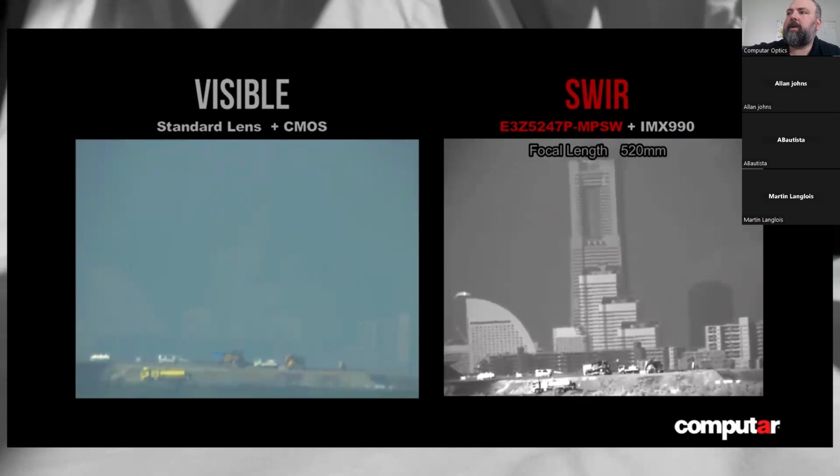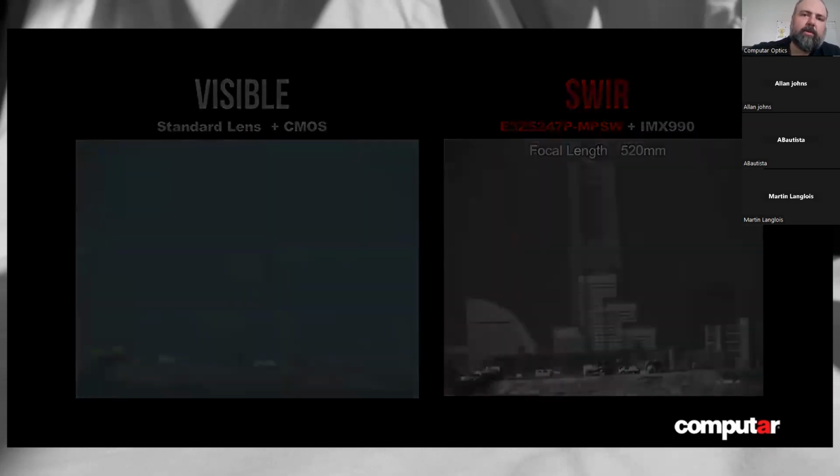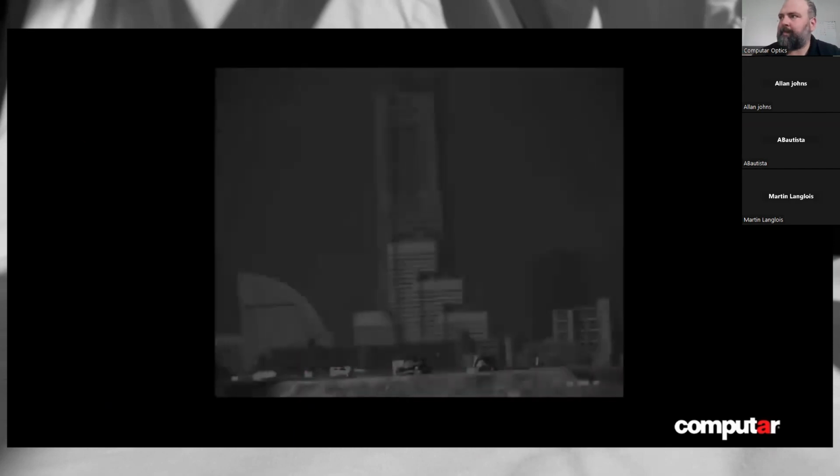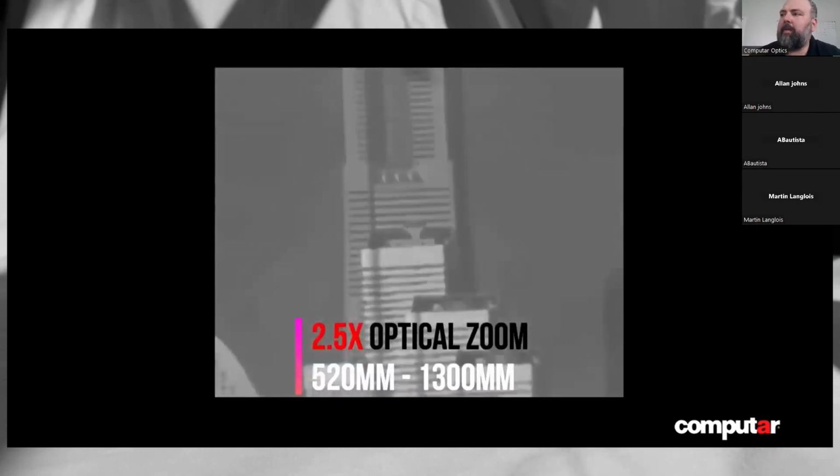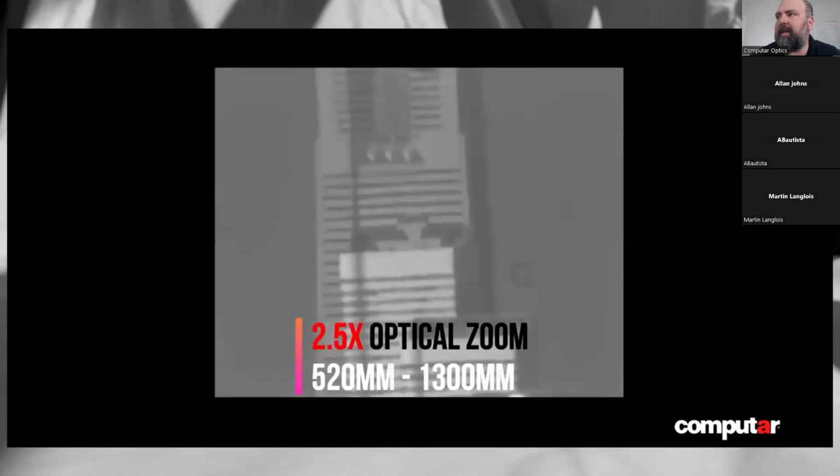between visible and SWIR. In visible, I've got a lot of haze, either pollution, water, whatever it may be, blocking my view. With the SWIR, you're going to be able to shoot straight through all of that and get clear images. This is some other really cool footage. With this 2.5x optical zoom, you can see how far away we can be and how clear we can get.